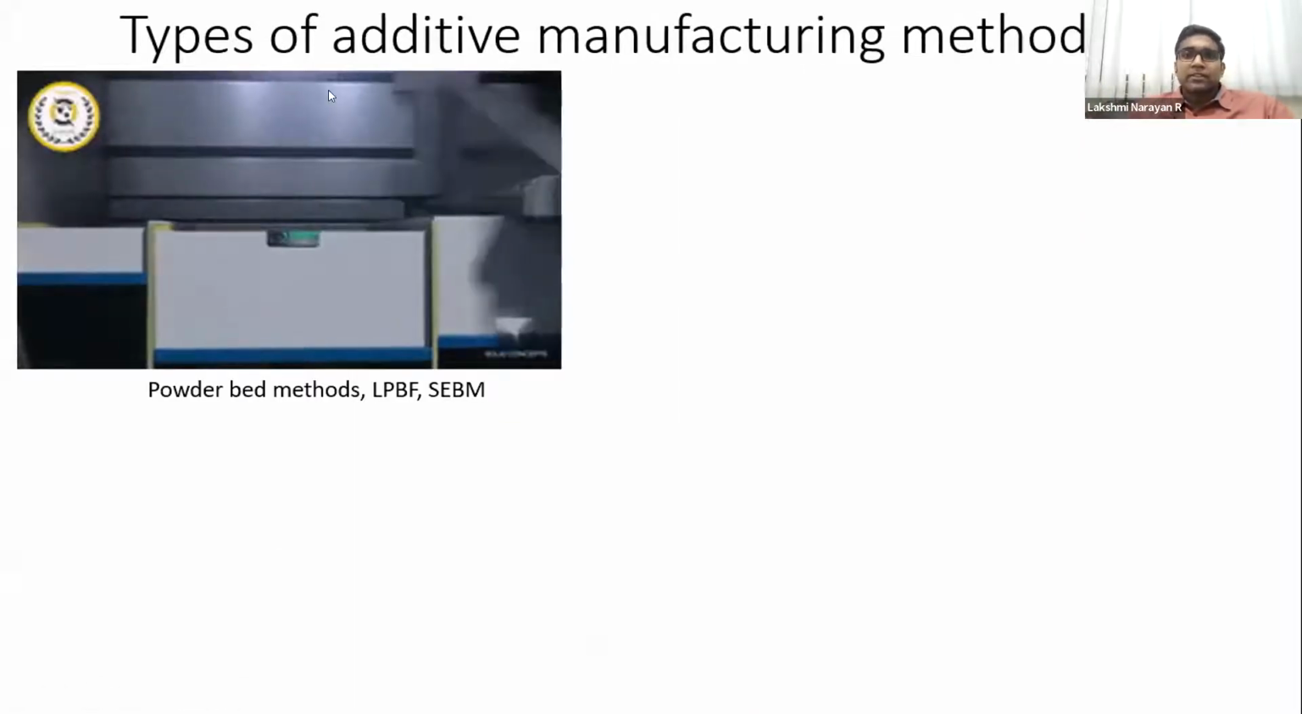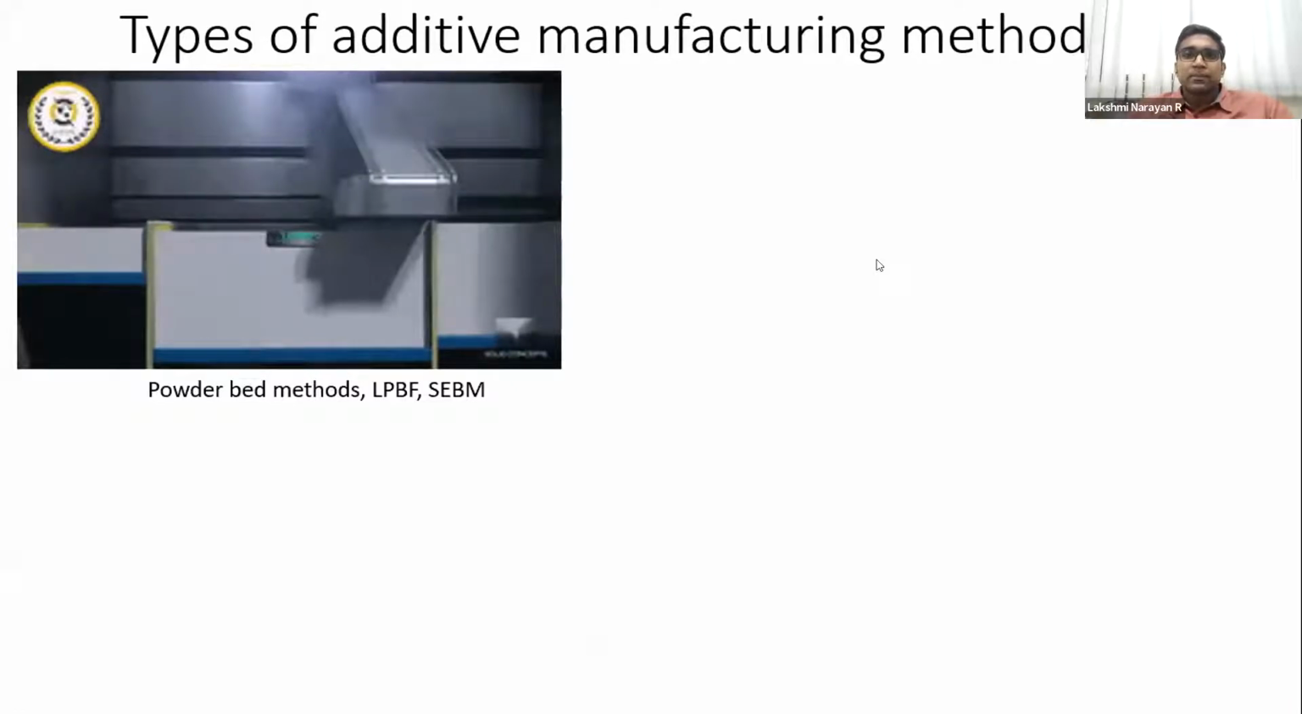Now, I'm also going to look at the different types of additive manufacturing methods, and some of them are like this.